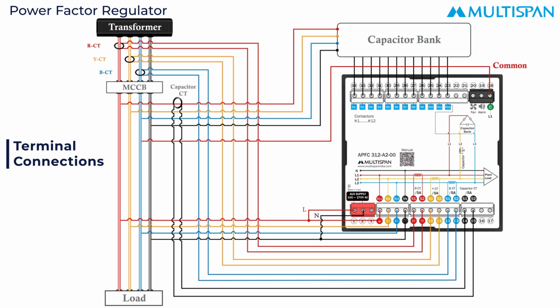Lastly, terminal 19 is for the alarm connection and terminal 20 is for the fan connection.